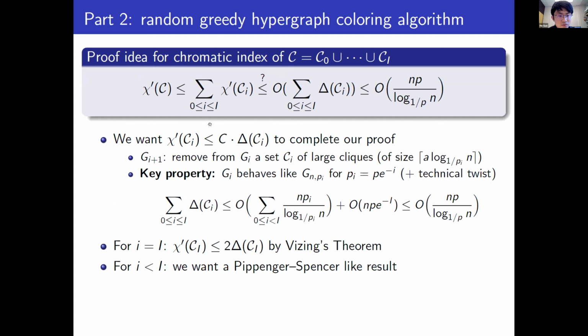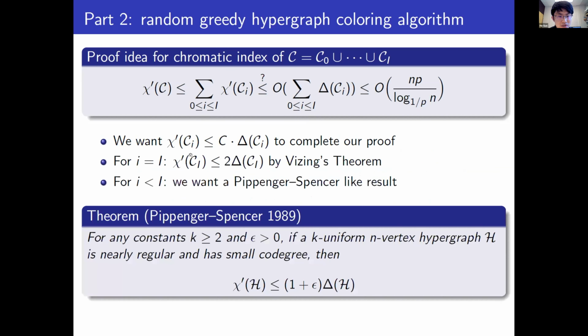And for the second step, what we really want to do is prove that the clique chromatic number of each collection of cliques is at most some constant C times the maximum degree of the collection of cliques. Again, we view the collection of cliques as a hypergraph. And I promise that if we can prove this kind of result, then we will be done. This kind of result is like the Pippenger-Spencer result. So what is the Pippenger-Spencer result? That is a result about the chromatic number and the maximum degree of a hypergraph.